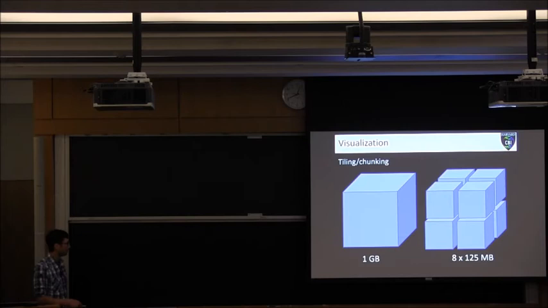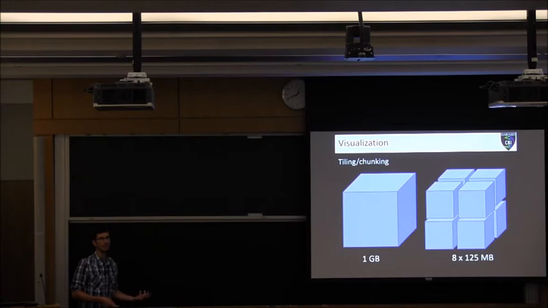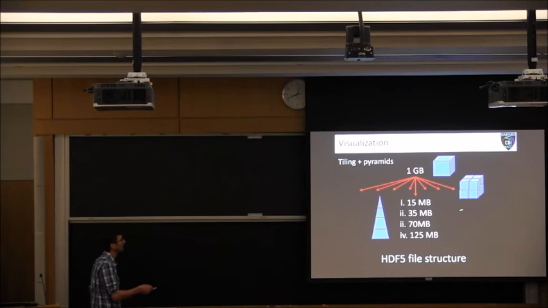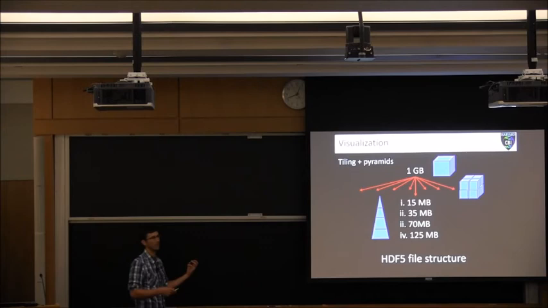The other thing we can do is take that whole 3D volume and chunk it into smaller pieces. Okay, so we can take this big cube and break it down into these eight smaller cubes. And then once again, depending on what you actually want to visualize or look at, the computer knows to just load, say, that one chunk into RAM, okay? We can combine both of these ideas together, and we can make an image pyramid for each one of these chunks. And now, instead of loading a 1 gigabyte file, maybe you're only loading a 15 megabyte low resolution pyramid.